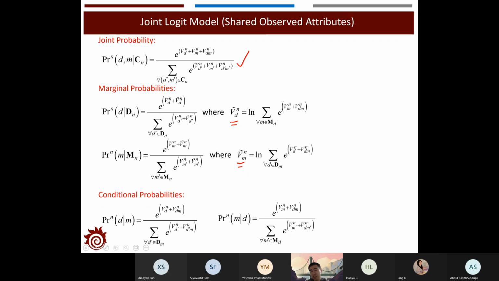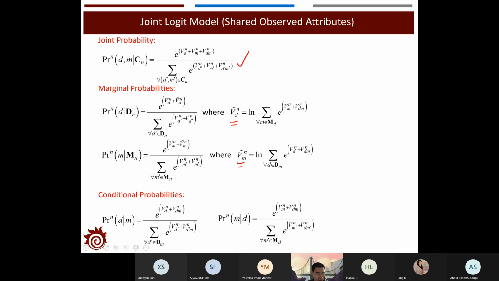Usually we say that the destination and the mode are two different decisions, and we can consider them as separate decisions. But for each individual, it's actually combined. If you decide to go out for an activity such as shopping, you have to decide which shopping mall to go to, and which mode to take. So for each individual, it's a combined decision. Yeah, that's the reason we want to introduce this kind of multidimensional logit model.